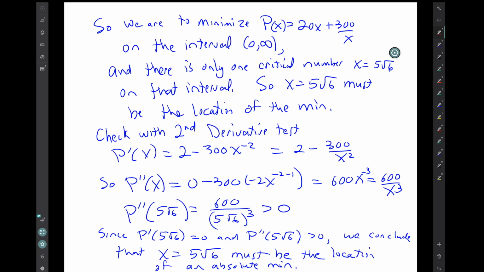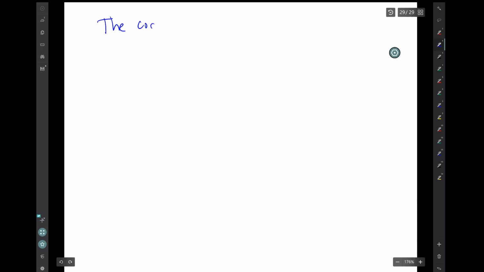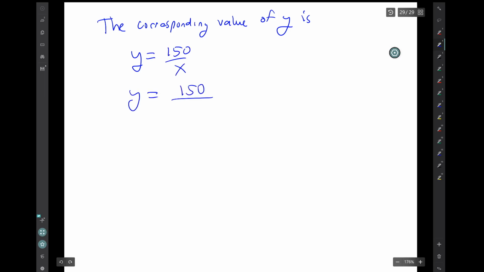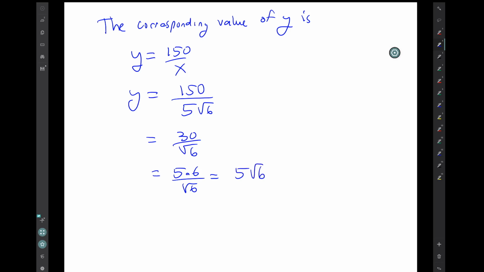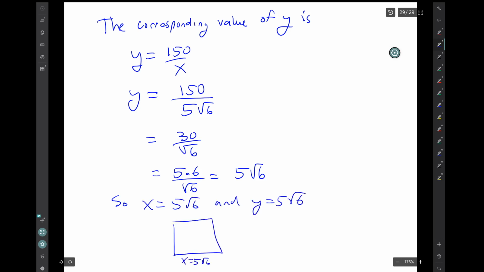So what's the value of y? The dimensions are x equals 5 square root of 6 and y equals 5 square root of 6. So in other words, a square. That's the end of this example, and that's the end of the video. Thank you.